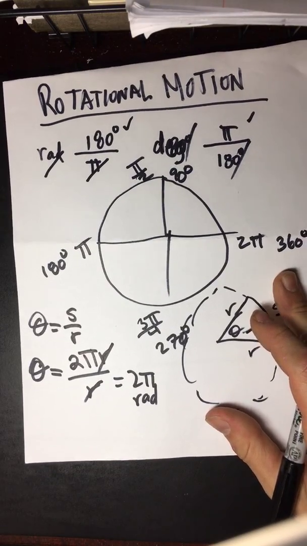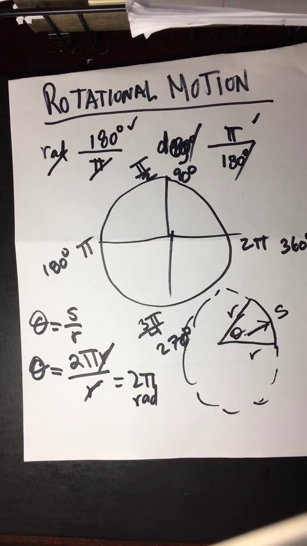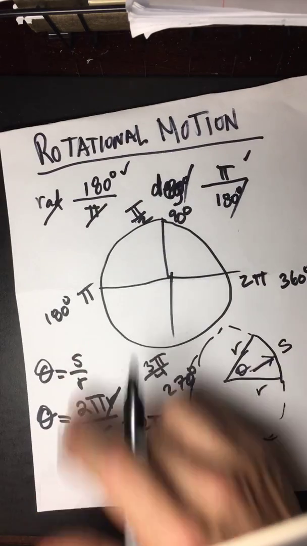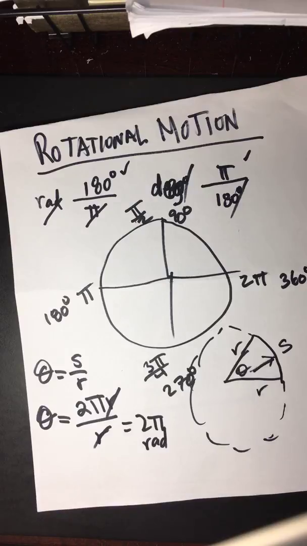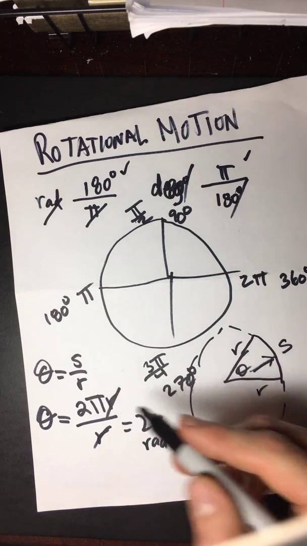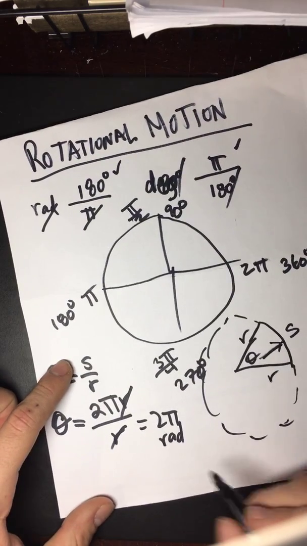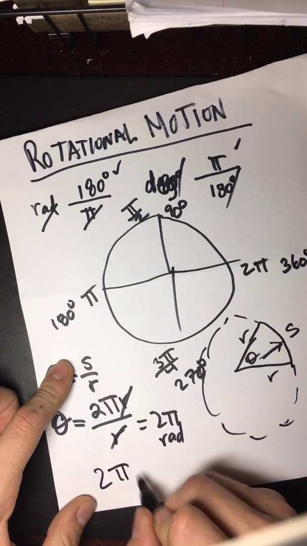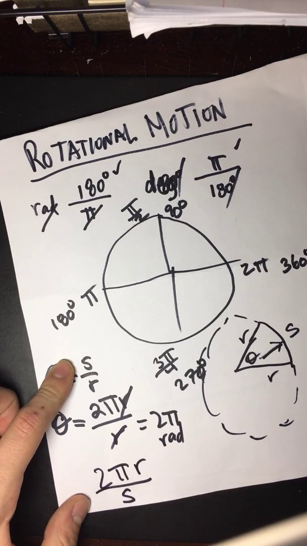Okay? And then we notice that they cancel vice versa. So basically we're seeing here that S over R is equal to theta, right? So if we're given an angle, we could solve for our arc, or we could solve for our radius in this case, based on what information we're given. And we also see that we have 2 pi S, or you could rewrite this as 2 pi R over S. Okay.